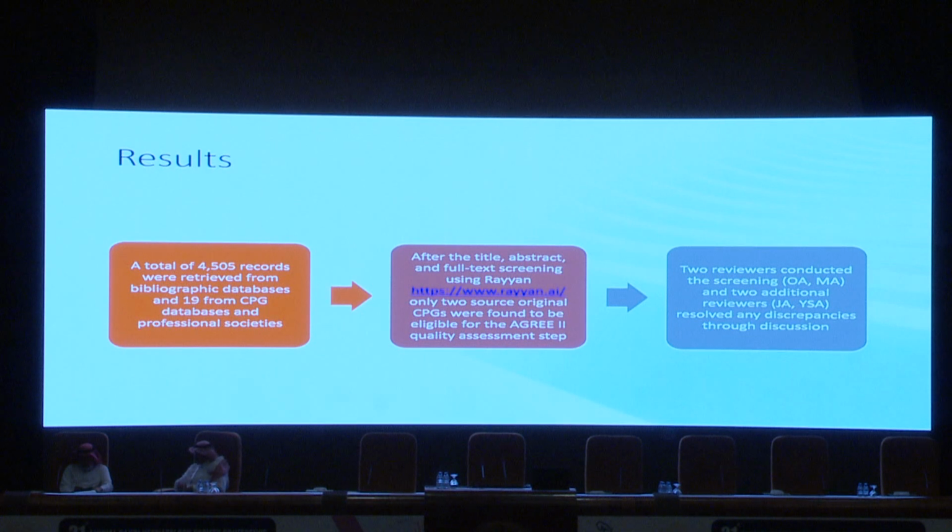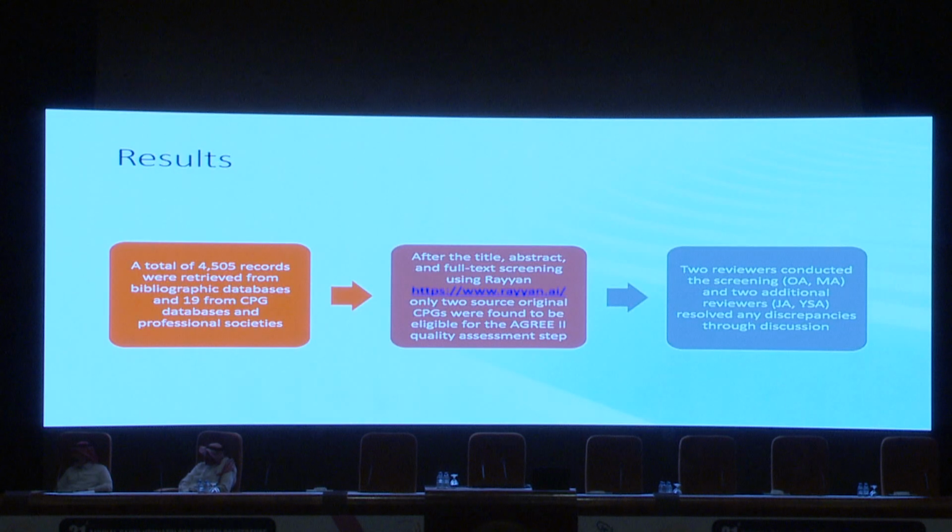A total of 4,500 records were retrieved from our search. 19 from CPG databases and professional societies. After the title, abstract and full text screening using Rayyan, only 2 source original CPGs were found to be eligible for the AGREE II quality assessment step. So of the 4,524 results, only 2 guidelines were eligible according to the AGREE II instrument.